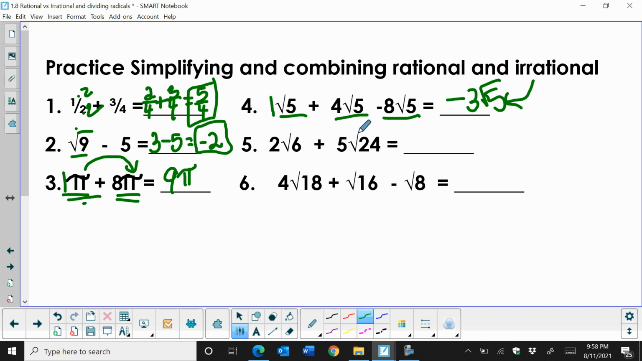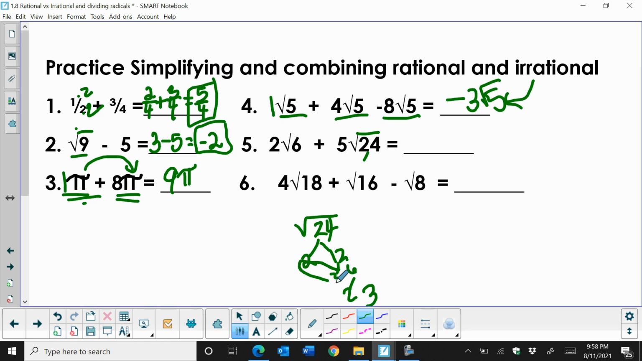Okay, this one is 2 root 6 plus 5 root 24. You might think, nah, can't do that, can't add those together, but what do we know? We can simplify square root of 24. So I'm going to come down here, break 24 down into 2 times 12, which is 2 times 6, which is 2 times 3.